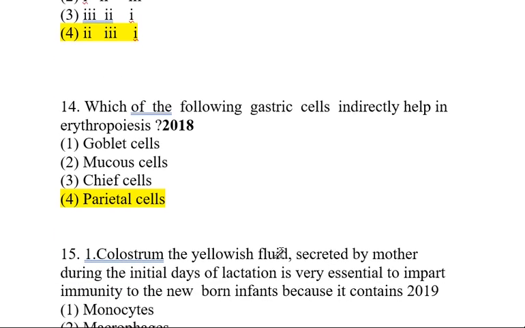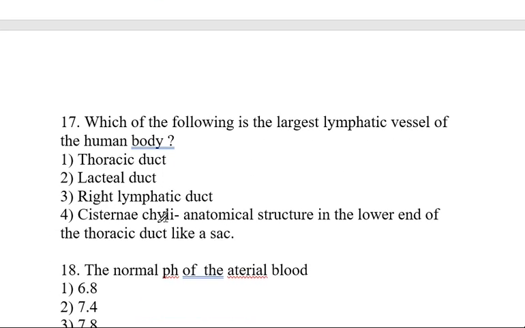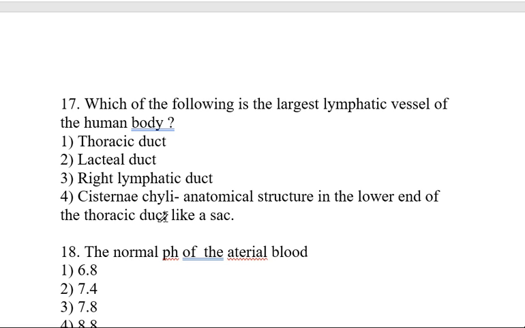So question number 15, colostrum. Colostrum, the yellowish fluid secreted by the mother during the initial days of lactation, is very essential to impart immunity to the newborn infants because it contains immunoglobulin A. The factor required for maturation of erythrocytes is vitamin B12. So 17. Which of the following is the largest lymphatic vessel of the human body? Thoracic duct.